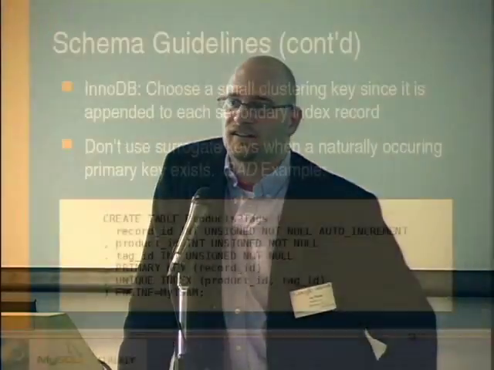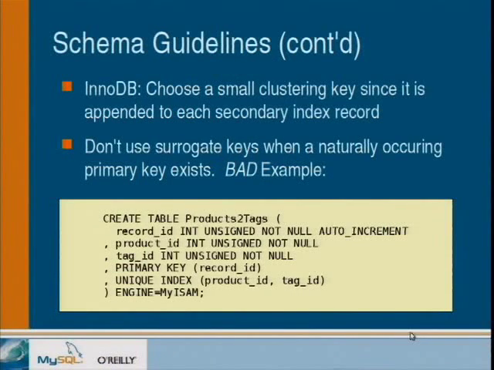InnoDB, choose the smallest possible clustering key. Since, like I just explained, it's appended to every single secondary index record. So if you've got a 12-byte primary key on your InnoDB table, that's 12 bytes per index record that are being appended every single time you insert into the table. So be aware of that.